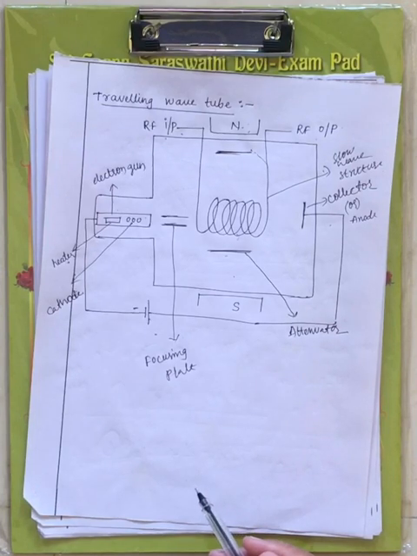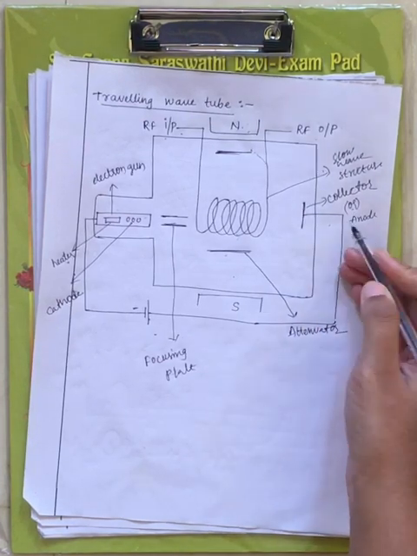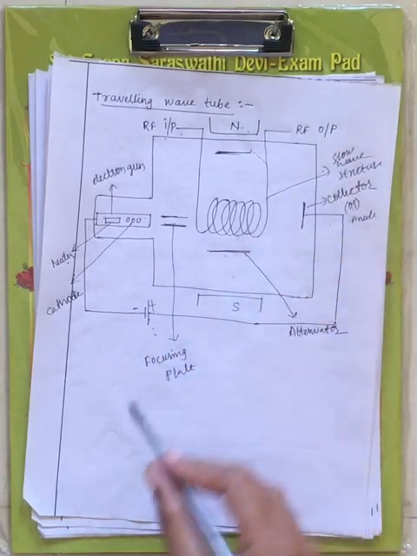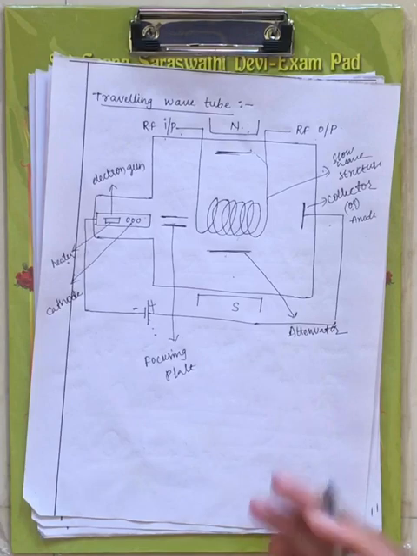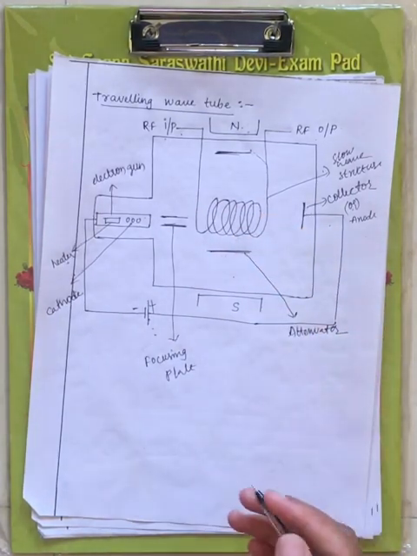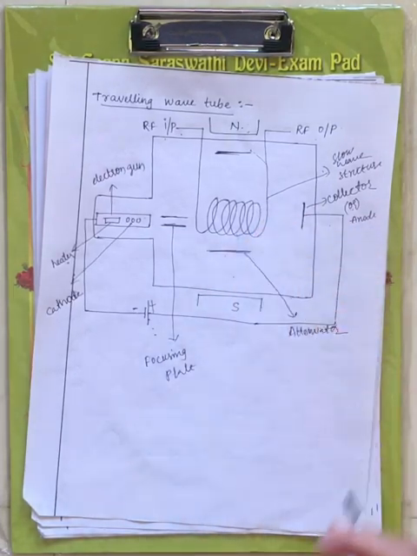Here you are providing magnets in order to generate the magnetic field. Then you will have a collector or anode that is connected to the positive terminal of the battery, and this we call the slow wave structure, as electrons will travel through this structure slowly. Whatever electrons are traveling through this structure will travel slowly. That's why it is called slow wave structure. Now this is about the structure of the traveling wave tube.